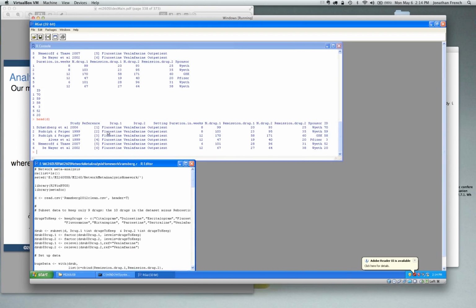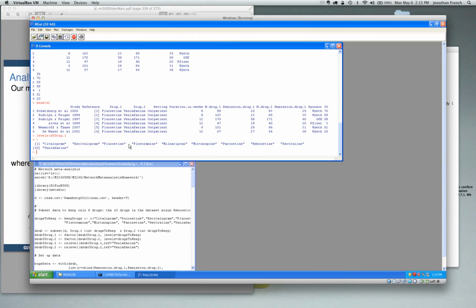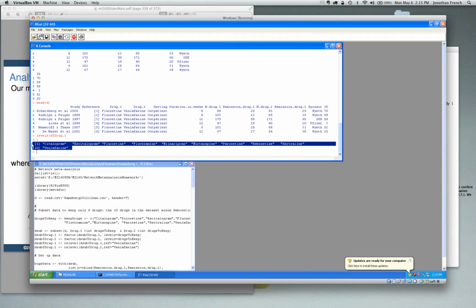And so here we have our drugs, drug 1 and drug 2. These come into R as factors. And so if we just were to look at the levels of these things right now, by default, R is going to order those in alphabetical order. So we have citalopram first and venlafaxine last. Because we'd like to use venlafaxine as our reference group, the way that the WinBUGS code is set up, it will need to have venlafaxine have a treatment variable of 1.